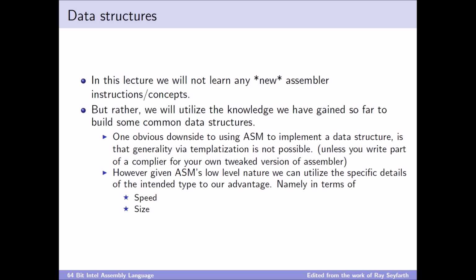Now, in an assembler context, obviously we don't have that level of templatization at all available to us, so we have to make that kind of compromise. However, given assembler's low-level nature, we can utilize the specific detail about the intended type that we wish to store in our objects to our advantage, namely in terms of speed and also in terms of size. Size is quite obvious because we can control certain padding constraints and things like that that we might not have explicit control of in a higher level language.